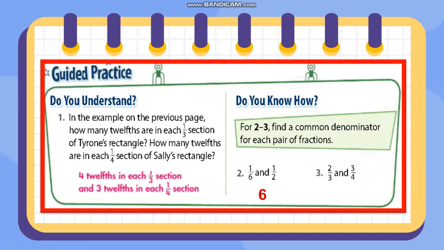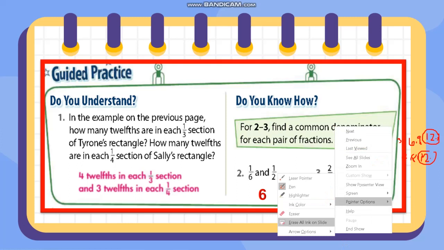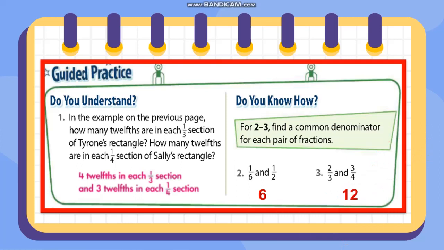Number 3, 2/3 and 3/4. The first way, if I'm going to multiply, my answer is 12. So that is my common denominator. If I'm going to use the second way, I just copy the denominators, then find the multiples of 3: 3, 6, 9, 12, and so on. Then 4, 8, 12, and so on. So I have now the common, which is 12, the same as when I multiply both denominators directly. So my common denominator is 12.